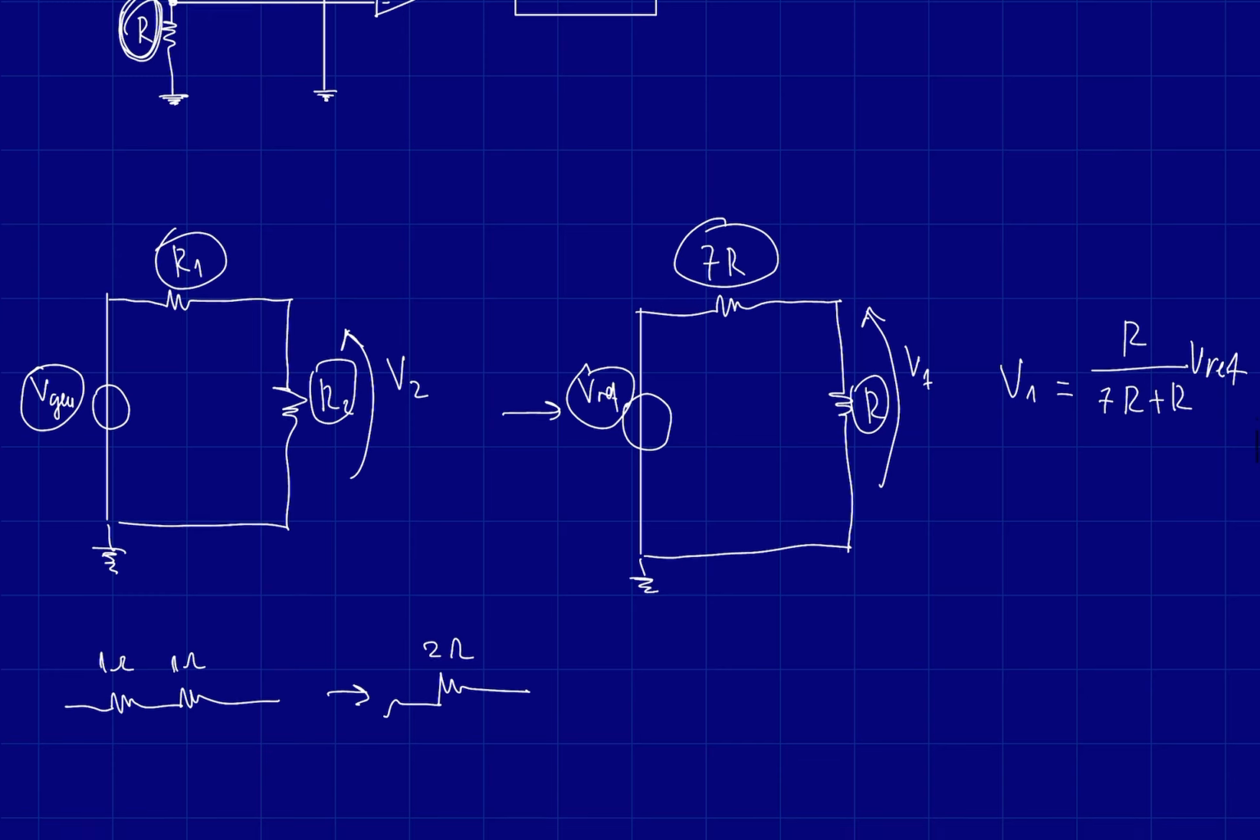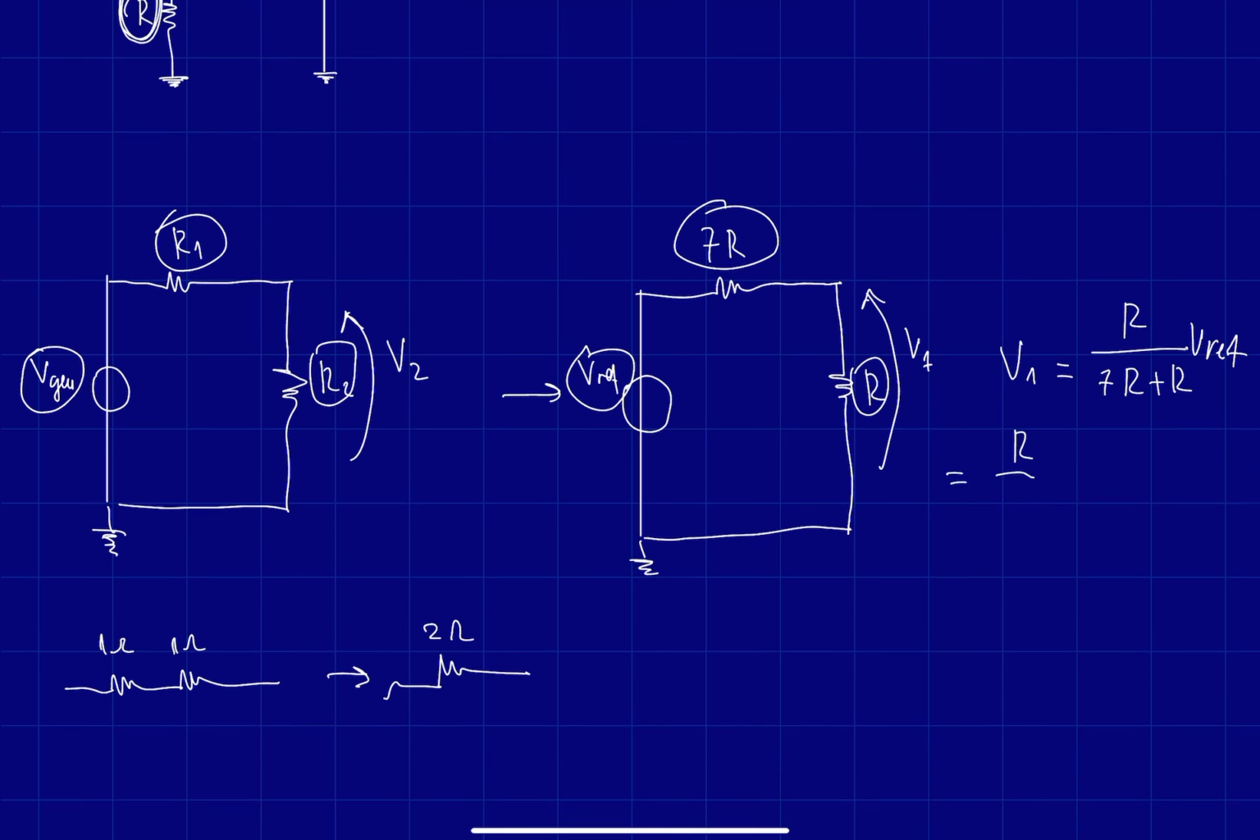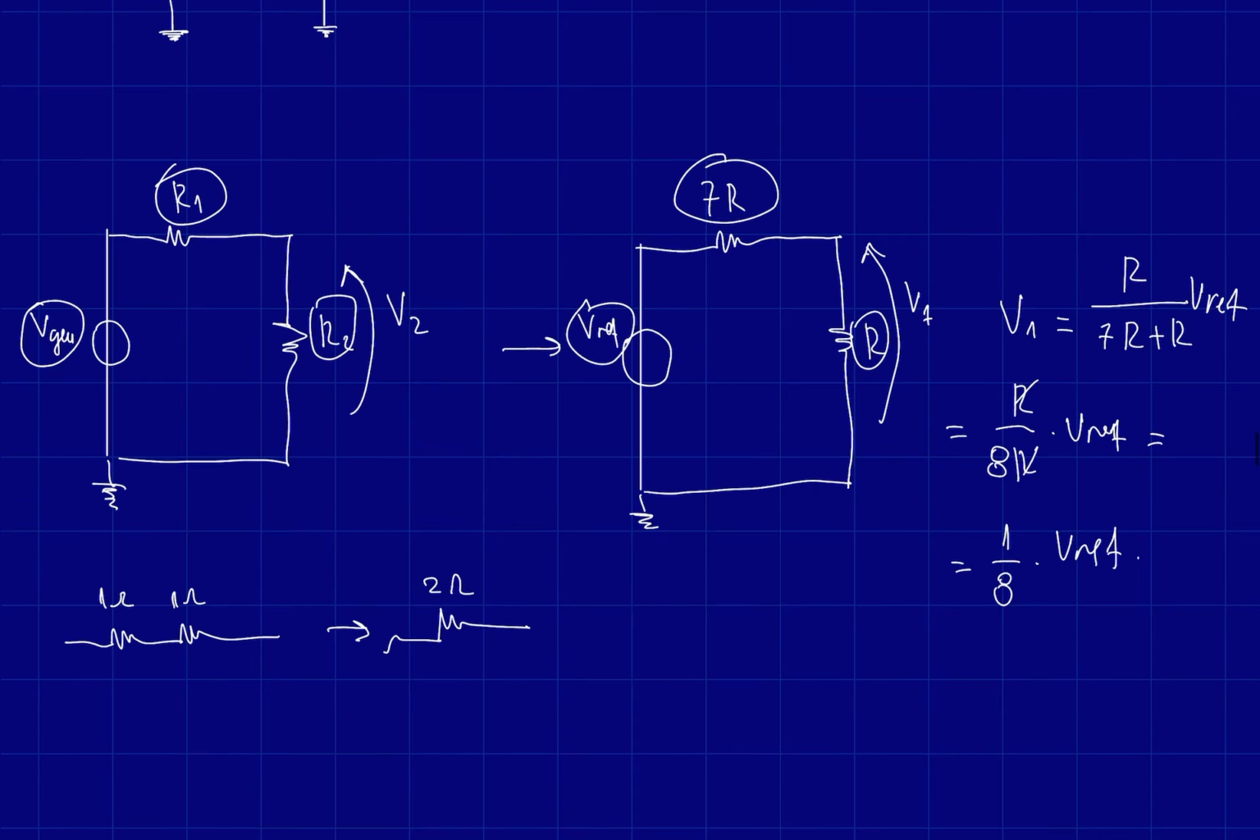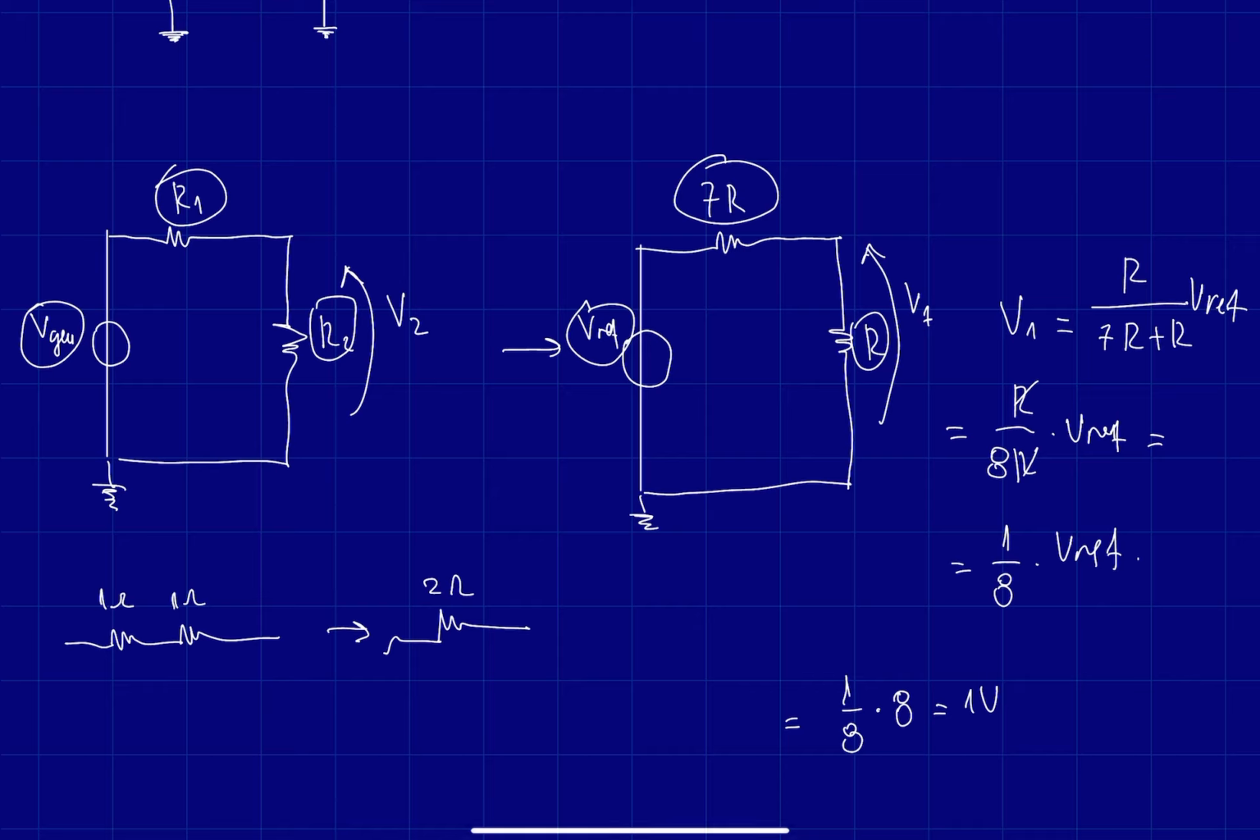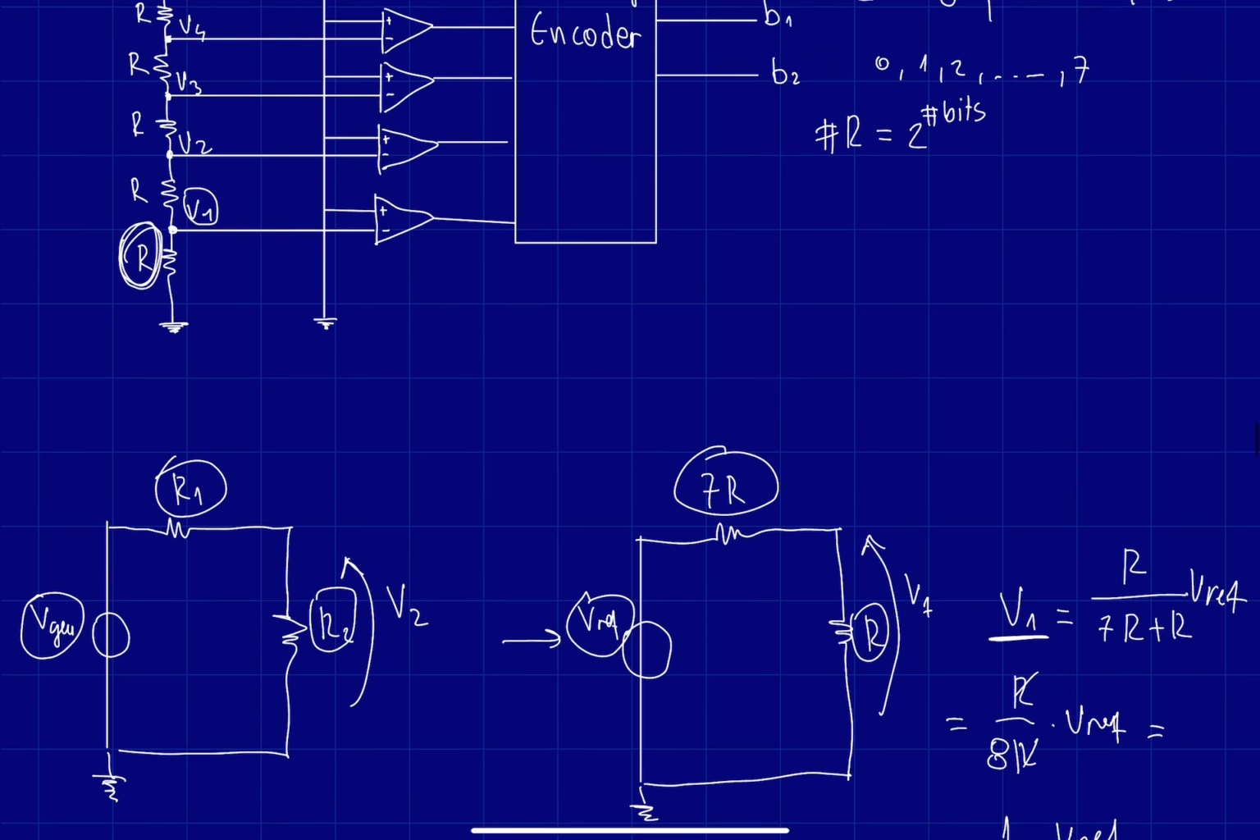So this right here is equal to R divided by 8R times Vref. These cancel out, so we have 1 divided by 8 times Vref. And since we have Vref equals 8 volts, as we said before, this is equal to 1 divided by 8 times 8, which is equal to 1 volt. So we have that V1 equals 1 volt. V1 in particular is this node right here, so we're just going to write here 1 volt.